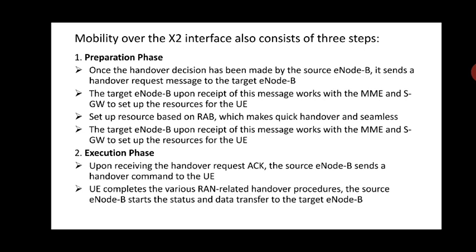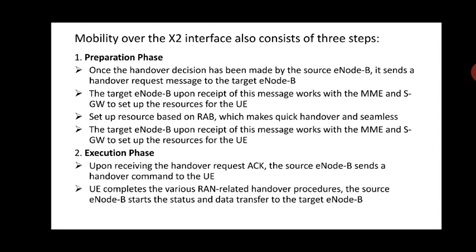Okay, in the execution phase, upon receiving the handover request ACK, the acknowledgement, the source E node B sends a handover command to the user equipment, because the backend, like the MME, is ready to give service. Now immediately the source E node B will give a command. There is a handover command. It is ready to give the handover condition. There is a handover operation.